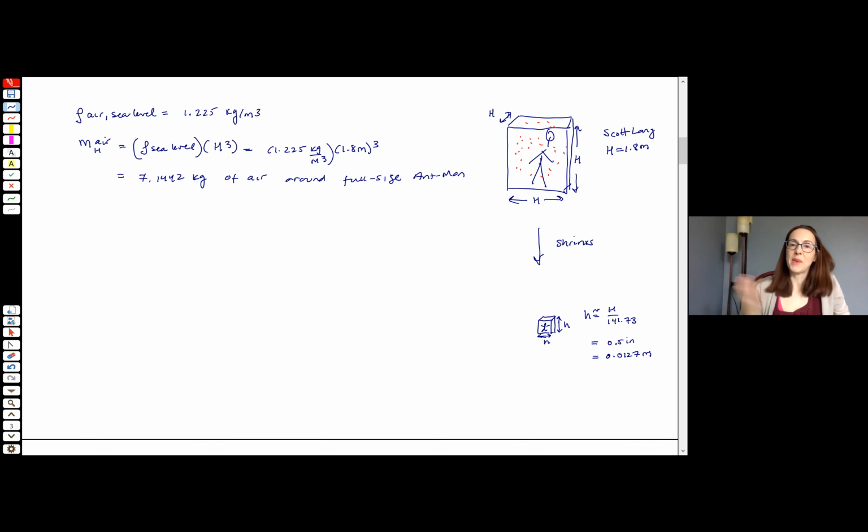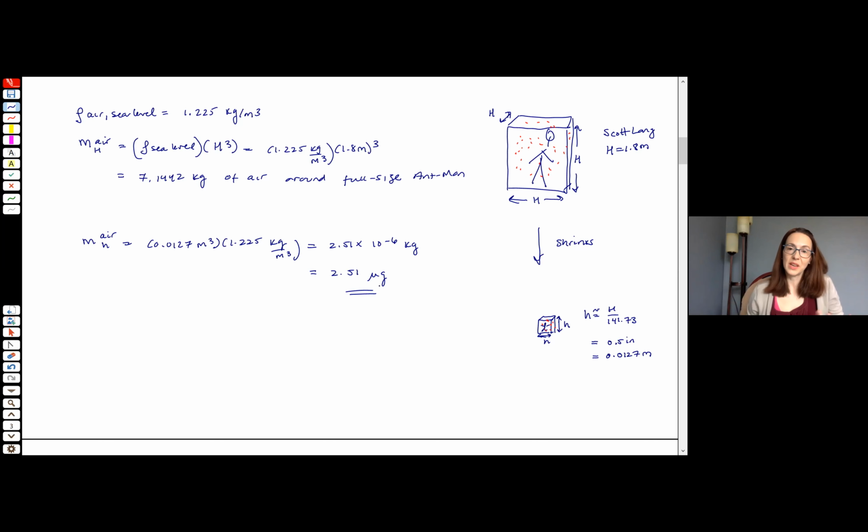Now what's the mass of air in this reduced cube? Let's give him a few air molecules down here. The actual density of air is the same, but now for his height, he's got fewer air molecules. So the mass of air in the cube when Ant-Man is the little size is 0.0127 meters cubed times the density of air at sea level. We get that it's about 2.51 times 10 to the minus 6 kilograms of air, or 2.51 micrograms of air.